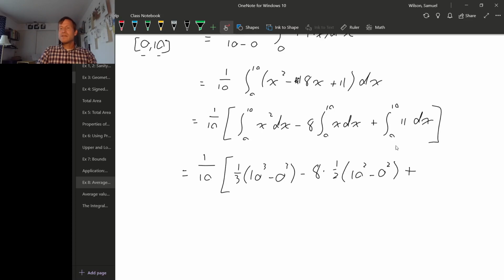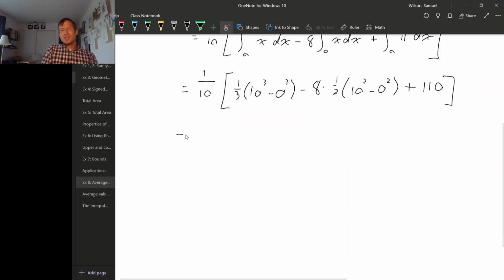so it's 10 squared minus 0 squared, plus, and then the integral from 0 to 10 of the constant function 11, this is another rectangle. So here we have a constant function with height 11, and we're going from x equals 0 to x equals 10, and this gives us a rectangle that's 11 by 10, and 11 times 10 is 110. All right, now we're done with the calculus.